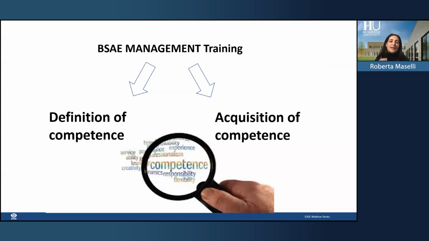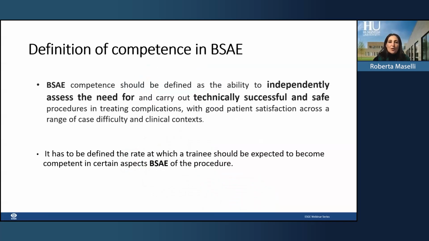But here I want to focus on the curriculum, on how to be trained in the management of adverse events. So the key word is competence, and we were focusing on two different aspects. The first one is the definition of competence: who is competent for this? And the second thing is how to acquire this competence, so how to be trained to have the acquisition of competence.